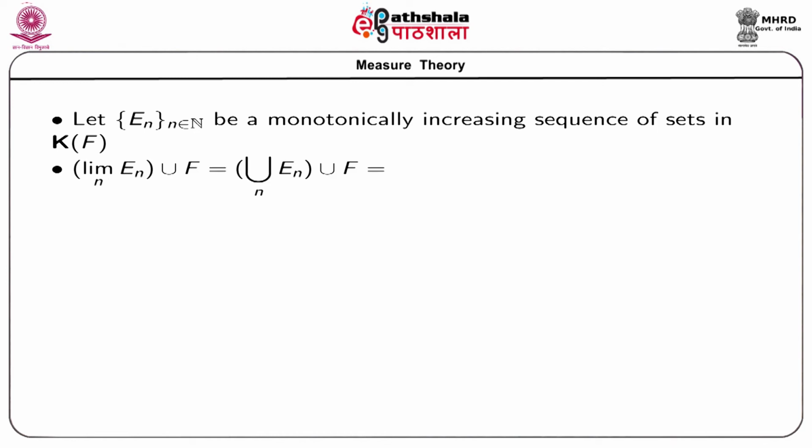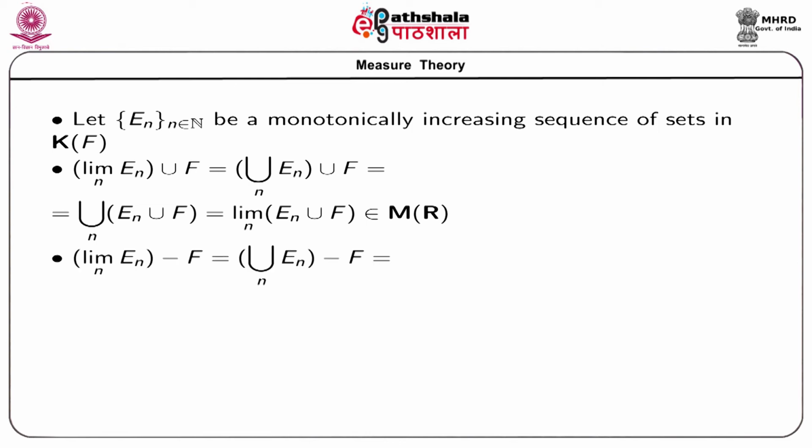Observe that limit of the union of the sets, this is equal to the union of the union. This is again equal to the union of the union, and this is nothing but the limit of the union, which belongs to MR, because the union is again a monotonically increasing sequence of sets.